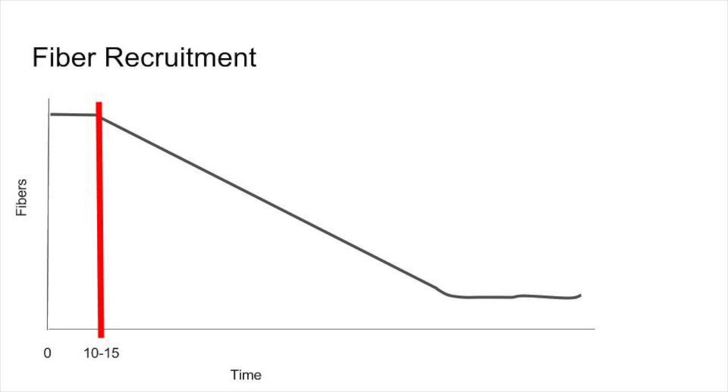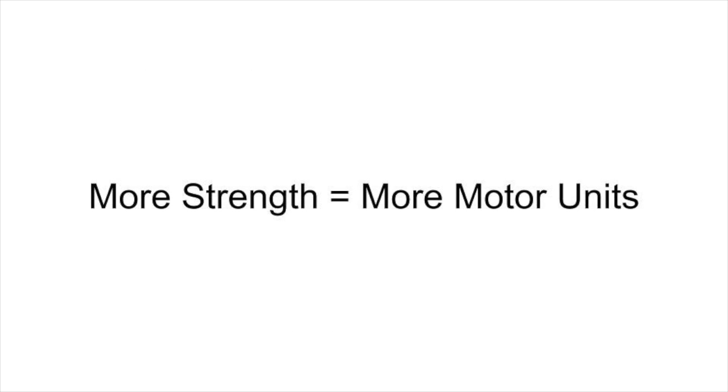It's important to note that you only have 10 to 15 seconds where you have maximum recruitment. Those giant fast twitch cells that predominantly run on ATP and creatine phosphate burn out quickly. So it's important that you optimize that window. By training with greater loads, you can see a greater increase in strength. With more strength comes more motor units, which long term leads to greater hypertrophy and breaking through plateaus.